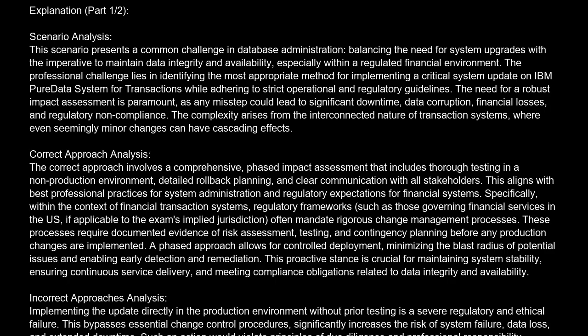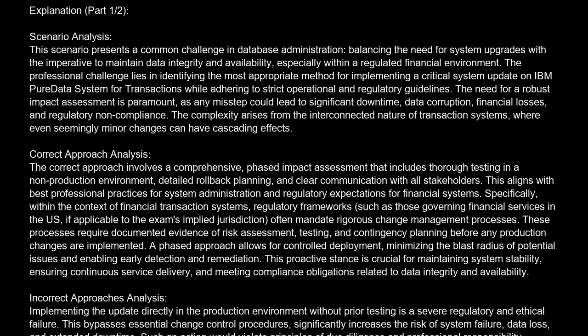Implementing the update directly in the production environment without prior testing is a severe regulatory and ethical failure. This bypasses essential change control procedures, significantly increases the risk of system failure, data loss, and extended downtime. Such an action would violate principles of due diligence and professional responsibility, potentially leading to breaches of financial regulations that require systems to be reliable and secure.